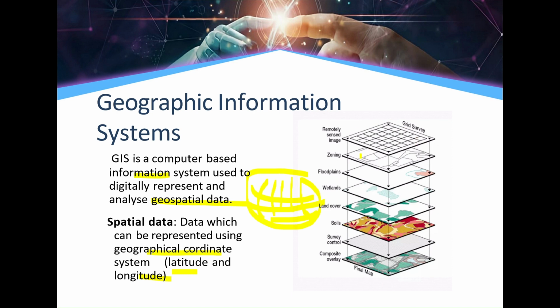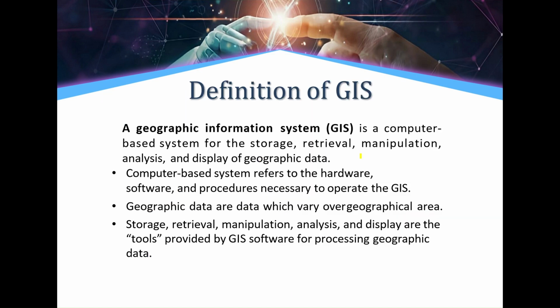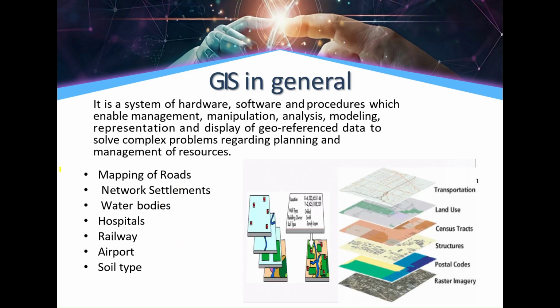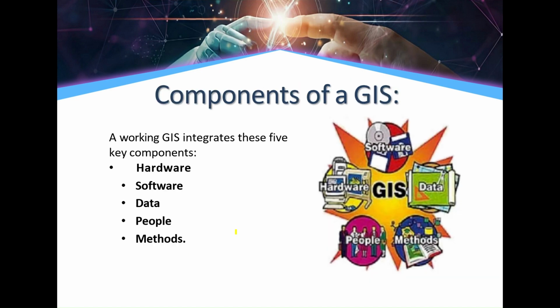You can see, for example, mapping roads, rivers, soil types, or urban growth. This is the same thing I have already explained. Storage and retrieval of geographic data, and it can include hardware, software, procedures, and appropriate GIS. Storage, retrieval, and display are tools provided by GIS. What does it include? Mapping of roads, network settlements, water bodies, hospitals, railways, airports, and soil types.